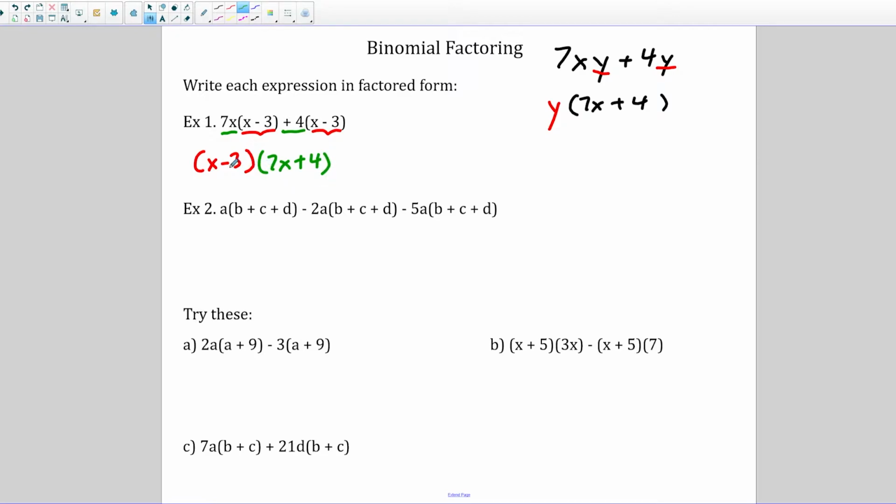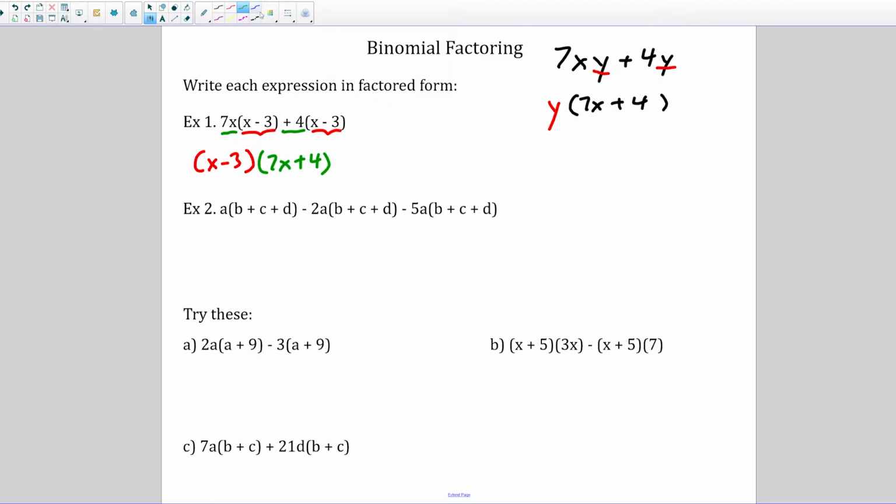Now think about why we have these brackets here. Remember that the brackets mean that we're multiplying these two factors together. We are not adding anything. If we factored out this binomial factor of x minus 3, the things that are left over will result in our second factor here. So we have 7x plus 4 as my leftovers, or really my second factor.